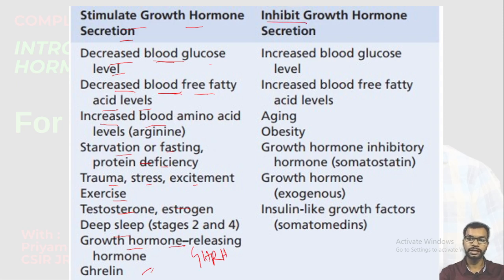Then what are the factors that inhibit growth hormone secretion? Increased blood glucose level. This is exactly opposite to this. Decreased blood glucose level stimulates growth hormone and increased blood glucose level inhibits growth hormone. Increased blood fatty acid level. So this is also exactly opposite. Decreased blood free fatty acid will stimulate and increased blood fatty acid will inhibit. And aging, obesity, growth hormone inhibitory hormones, somatostatin, we have seen this. Then exogenous growth hormone and insulin-like growth factor. This will inhibit the growth hormone.